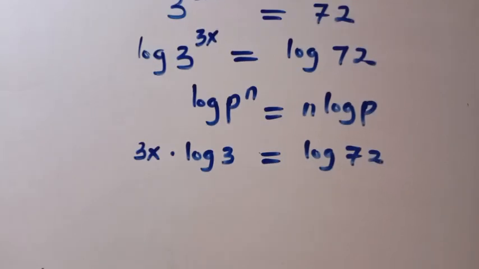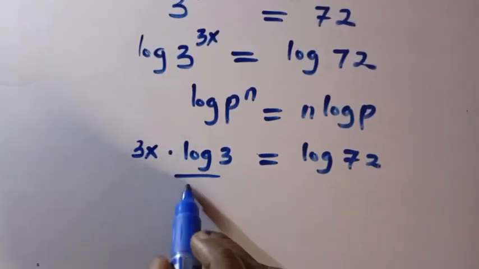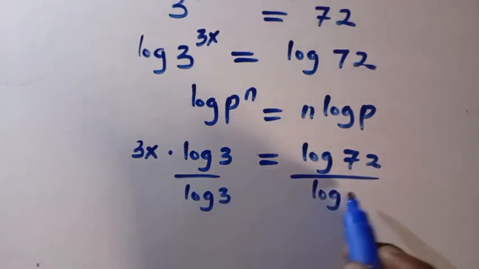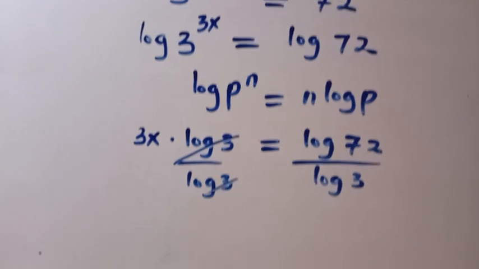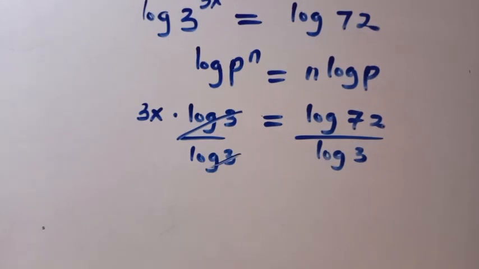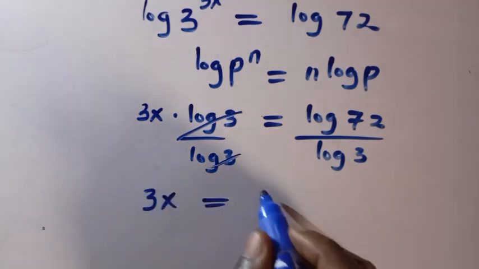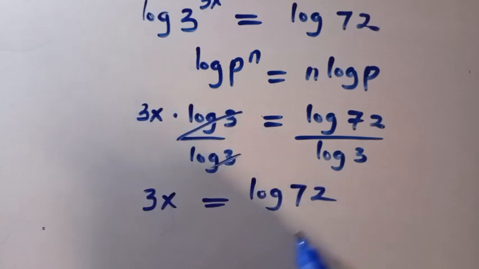Then we divide both sides by log 3. By dividing both sides by log 3, log 3 cancels log 3. So here becomes 3x equals log 72 divided by log 3.